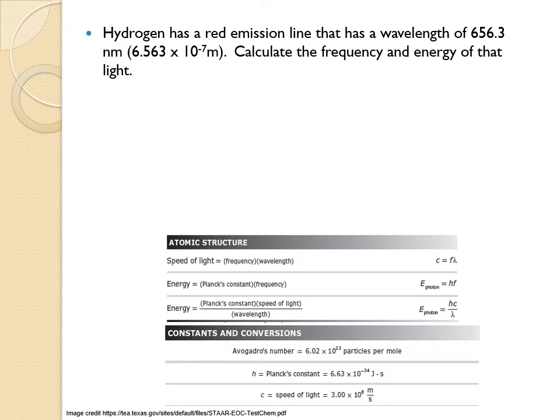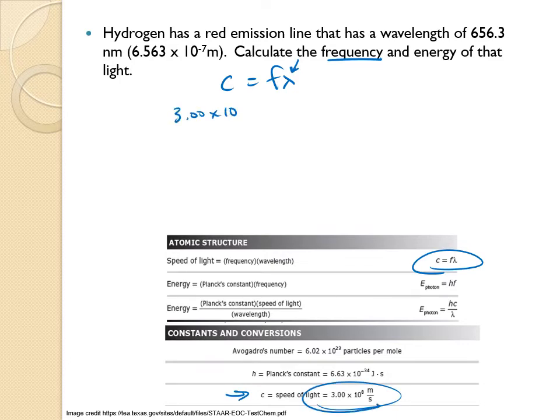We have frequency first. We're going to use that formula: speed of light equals frequency times wavelength. That's the Greek letter lambda. We're going to use it for wavelength. Speed of light is here. I'm going to plug this in for C.